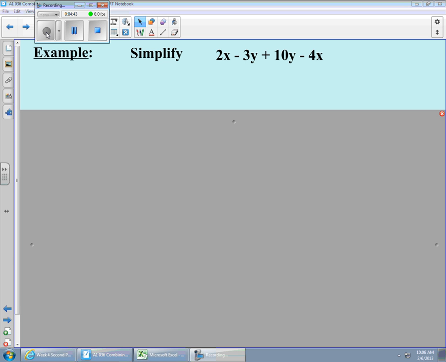Okay, now look at the terms in this polynomial. Do you see any terms that can be combined? Things that we would consider like terms that could be added together or subtracted?